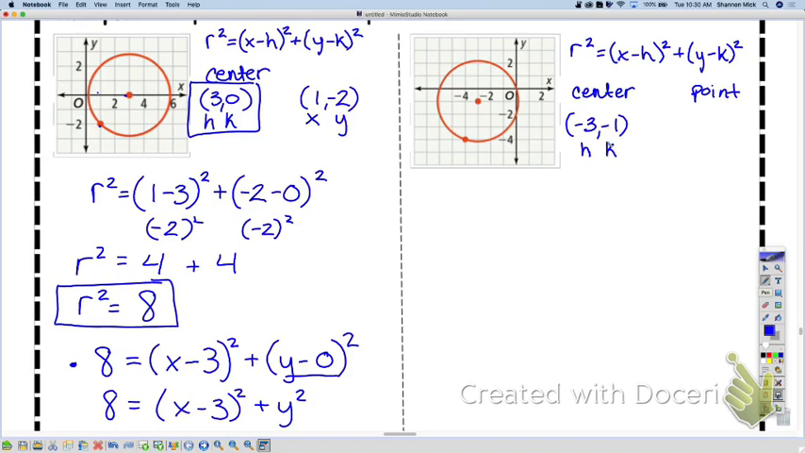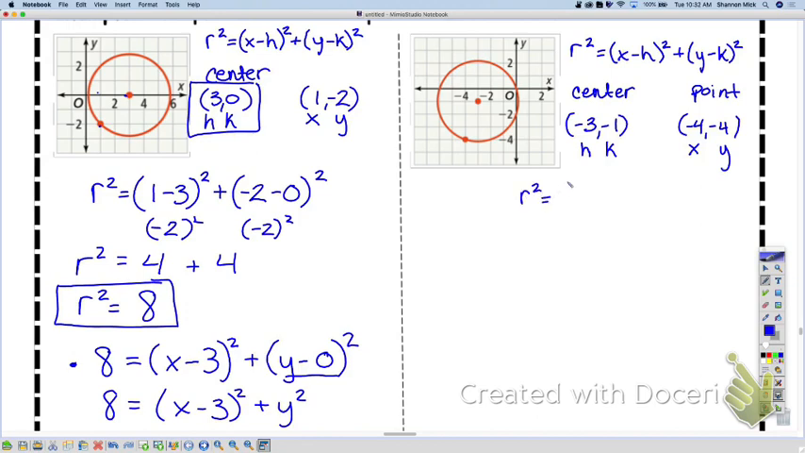Okay, and then the point is what? Negative 4, negative 4. And that is what variables? x and y. So again, I have x, y, h, and k. I need to plug them in so I can find that r squared, don't I? Now, if I needed just r, I'd have to take the square root, but I don't need just r, do I? I need r squared for the equation.